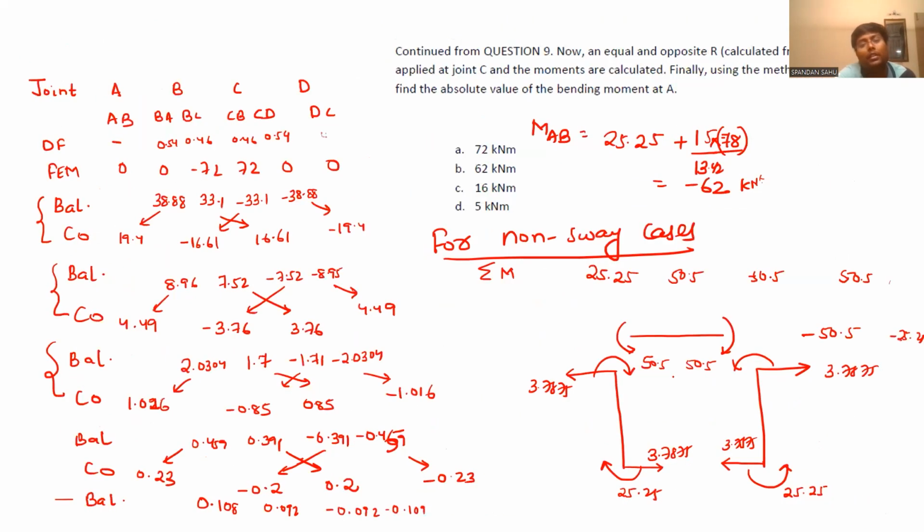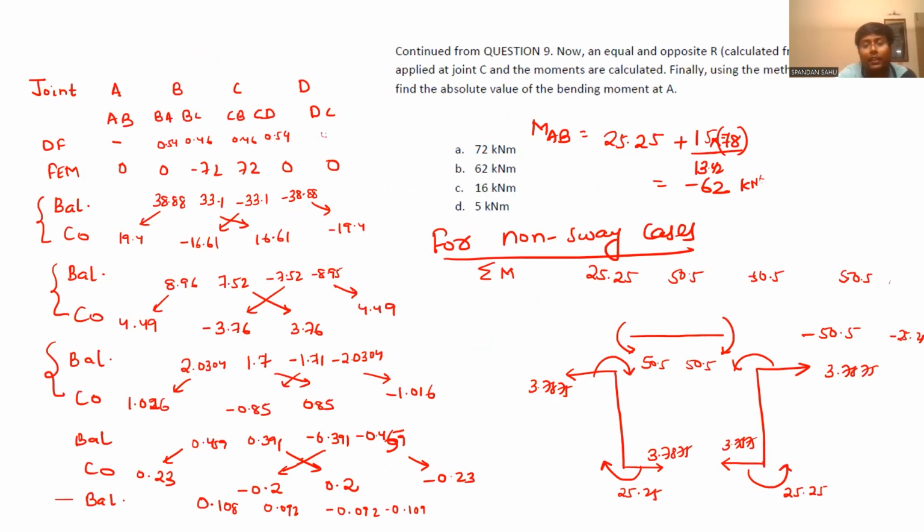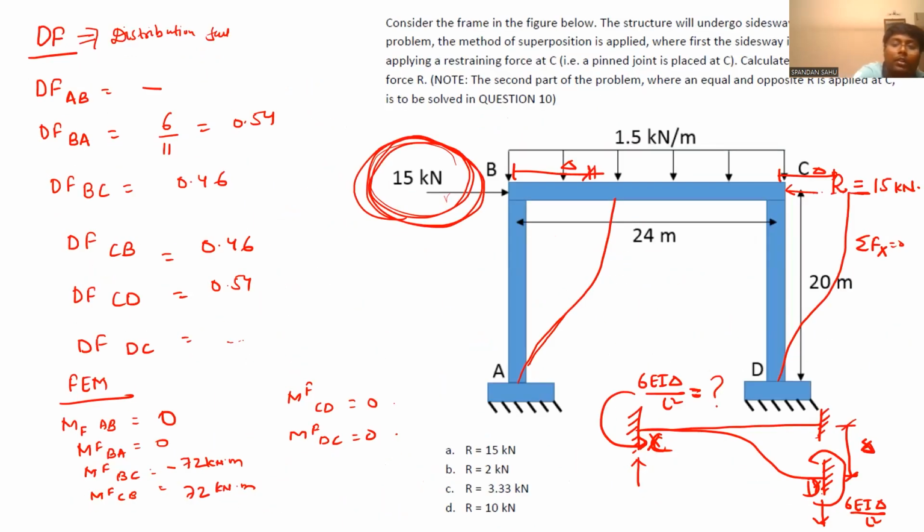Now you check. You got the actual moments, right? Yes. Now you got the actual moments? Yeah. So now you know this 6 delta by L square value, or not?